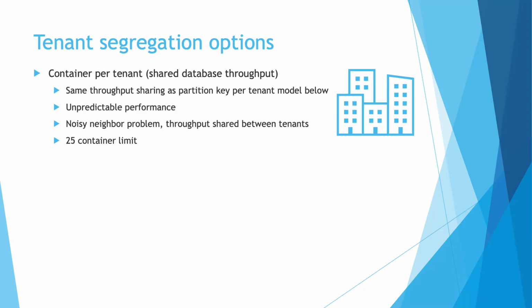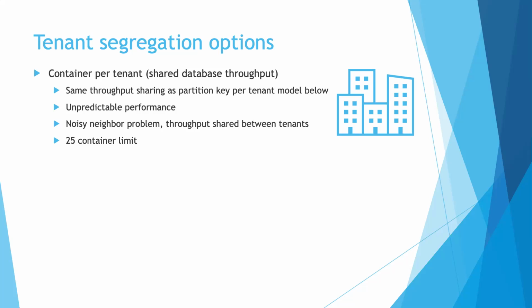Another option is the container per tenant with shared database throughput. With this option, it's actually interesting because you get very similar throughput as the next option, which we'll go through, but you don't get the option to allocate dedicated throughput per tenant. So the performance can be unpredictable. With this option, there's definitely the noisy neighbor problem, where a particular tenant can consume all of the RUs per second, as an example, and then that would negatively affect the other tenants.